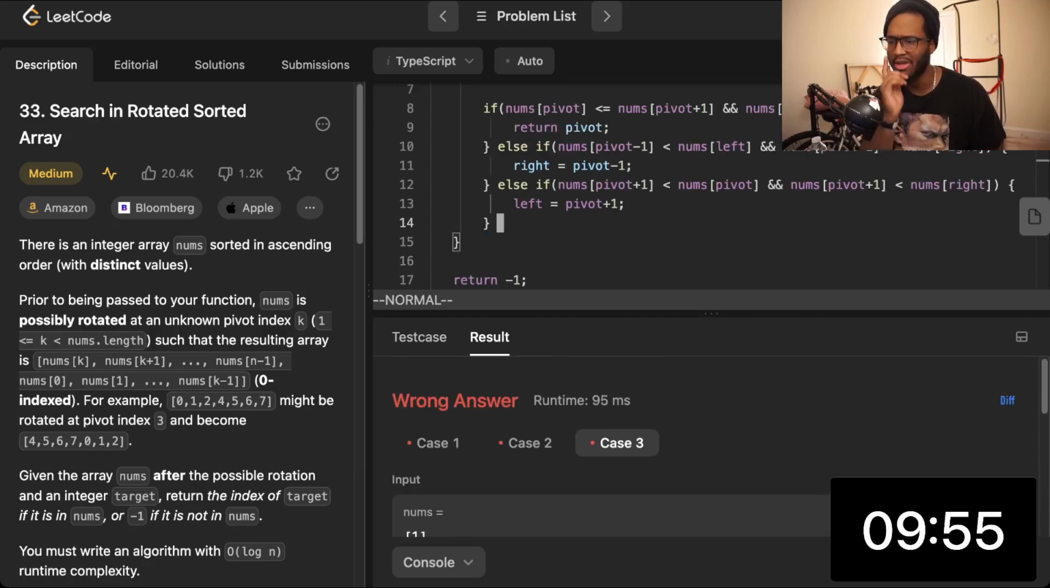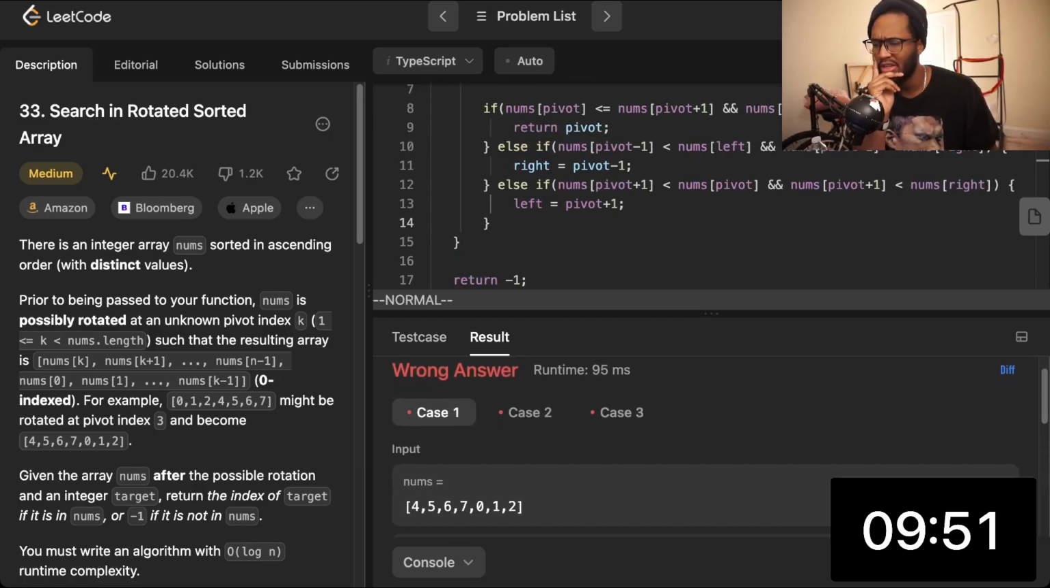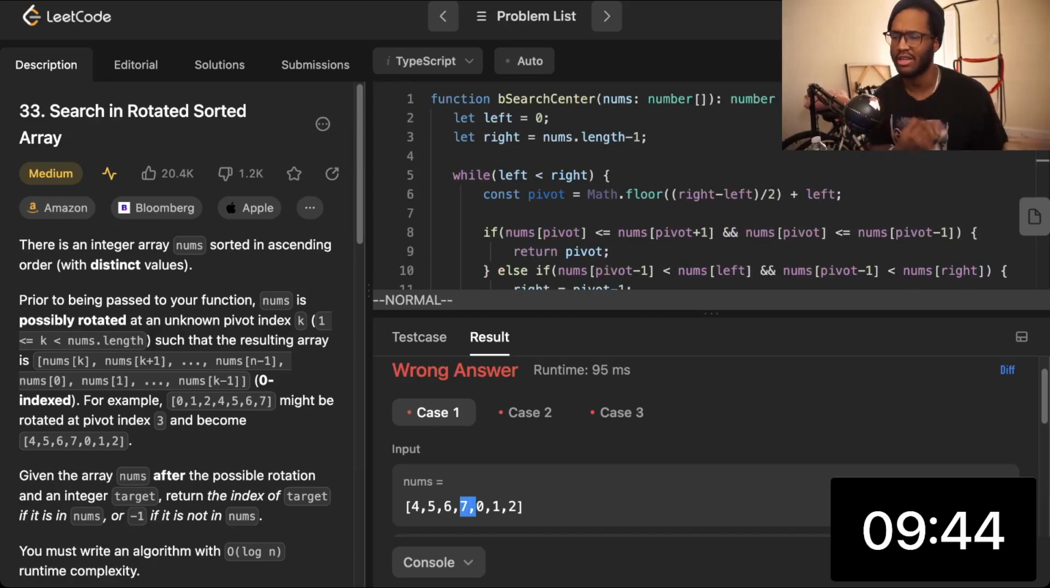Let me just run this in my head real quick. We have 4, 5, 6, and 7. We calculate the midpoint. We get 0, 1, 2, 3, which is 7. We take a look at 7, because we have right, which is 7, minus left, which is equal to 0. 7 over 5 floor. 3 plus left, we get 0, 1, 2, 7.